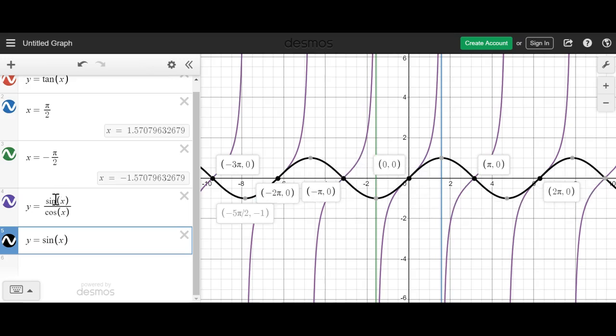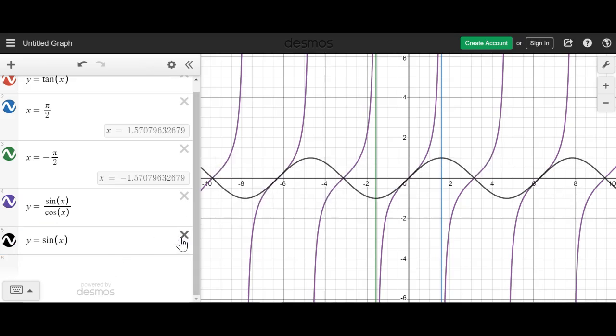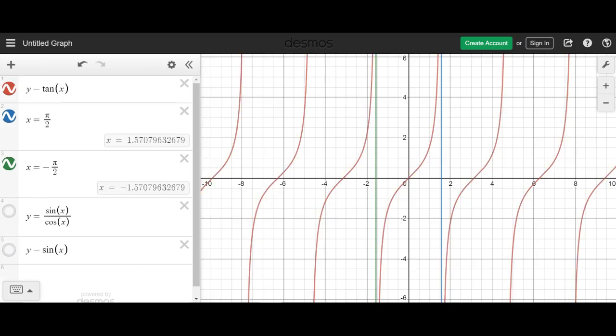So let's get rid of these guys. This is our tangent curve. Let's get rid of everything but the tangent and those couple of asymptotes there. And this is what it looks like. And you can play around with parameters with this, just like you can with the sine and cosine.